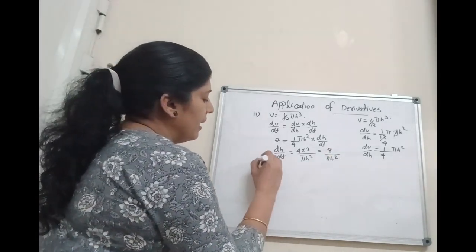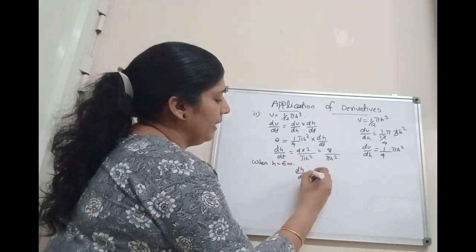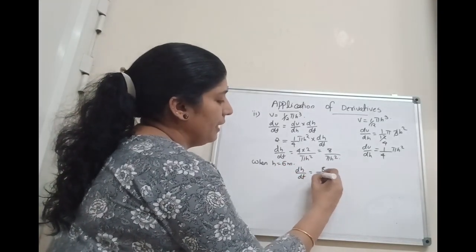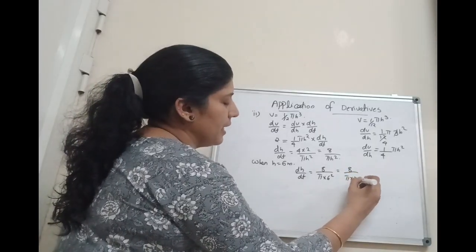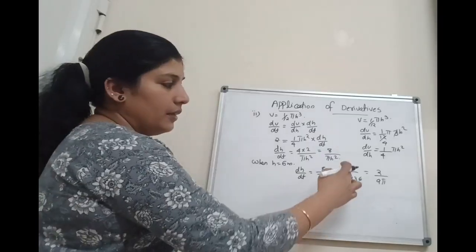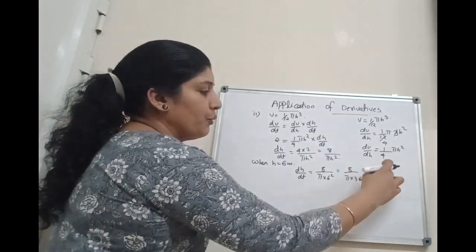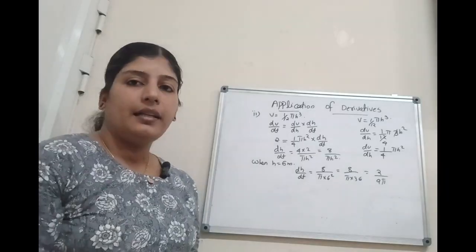Next, when h equal to 6 meter, dh by dt equal to what? 8 by pi into 6 square, that's equal to 8 by pi into 36. 4 is common, therefore divided throughout by 4, it is equal to 2 by 9 pi. So dh by dt equal to 2 by 9 pi.